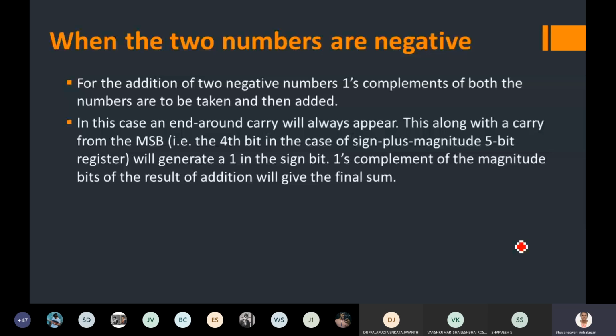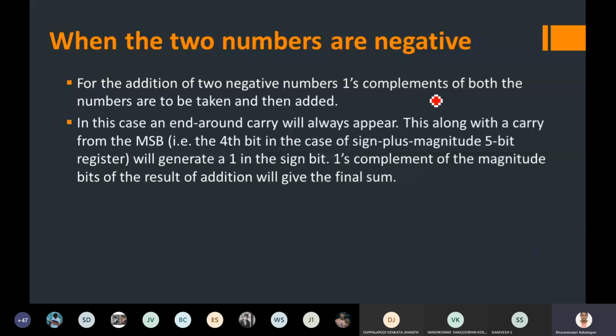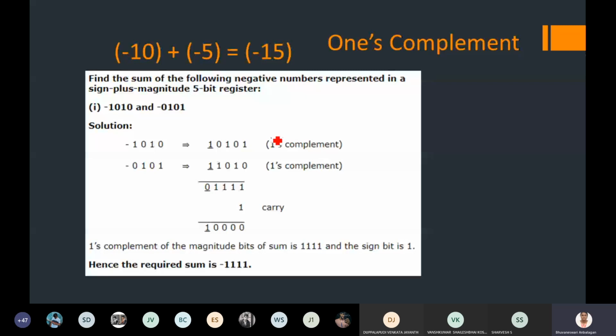What happens when both numbers are negative? When two numbers are negative, they have to be added as well. In this case, the end around carry will always appear. So along with this, the carry from the most significant bit will generate 1. The 1's complement of the magnitude is going to be taken as in the previous example. We are going to do the 1's complement of the magnitude which is going to come. So I have this, this is also going to be a negative number, this is also going to be a negative number.